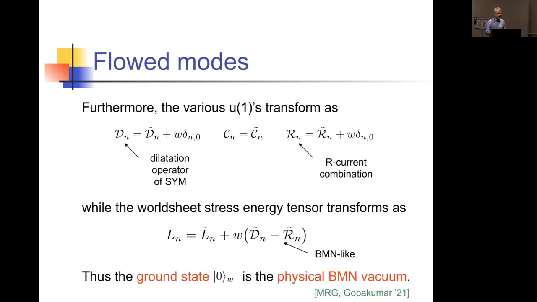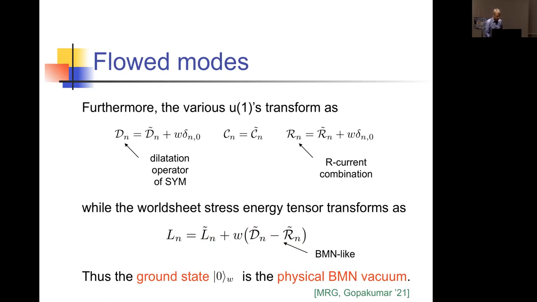Now, also, as for AdS3, the various currents of PSU(2,2|4) will pick up correction terms, normal ordering terms, under spectral flow. And if you work this out, what you find is that the dilatation operator gets shifted upwards by w. This Cartan generator of SU4 gets shifted up by w, whereas the central generator, the C generator, will stay invariant, so that states that satisfy Z equal to 0 get mapped to states that satisfy Z equal to 0. And furthermore, the worldsheet stress energy tensor picks up a term that looks a little bit like this BMN-like correction term.